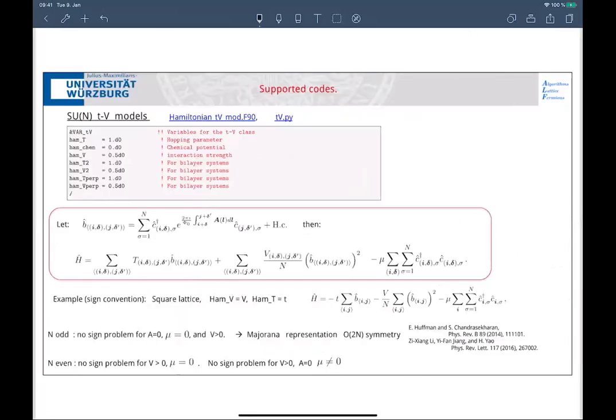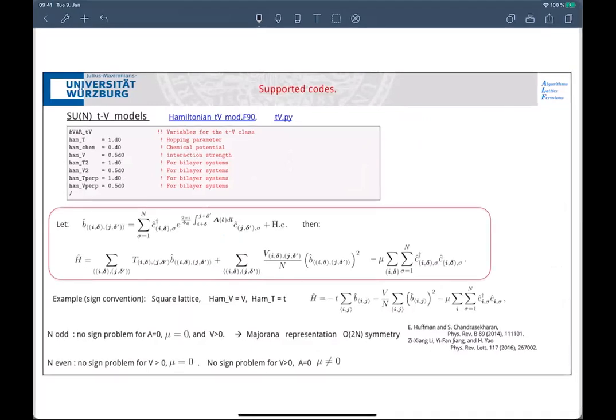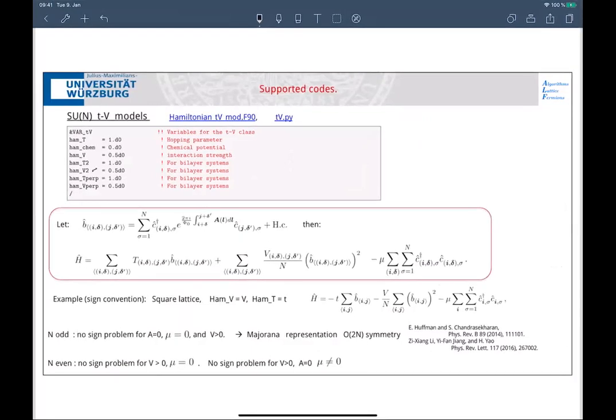Okay, so let me go on. We have SU(N) tV models. Same thing, this works for all the lattices. A tV model is a model where you have nearest neighbor interactions. So this V2 is nearest neighbor interactions in the second plane. V_perp, these are nearest neighbor interactions between the two planes. And these are tV, nearest neighbor interactions in the first plane, hopping between the planes, and there's a chemical potential.